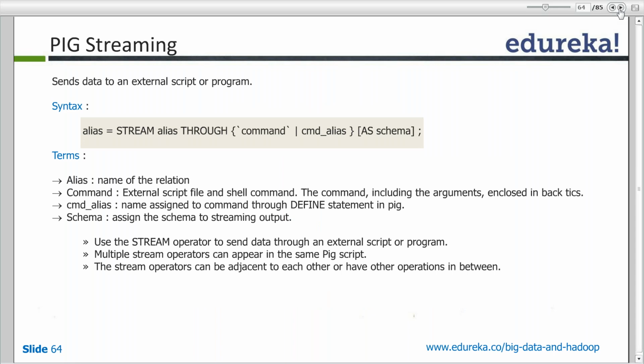Now, as I mentioned earlier, if you have an existing script, may it be in Python or a shell script or a Ruby script, and if you want to use Hadoop to run that script in a distributed manner, you can use Pig. Pig has an excellent functionality. It can call your existing scripts from your Pig shell, from your Pig command. It has an operator called stream. So you can say stream, give an alias, which is your Pig relation, through, and you can pass a command.